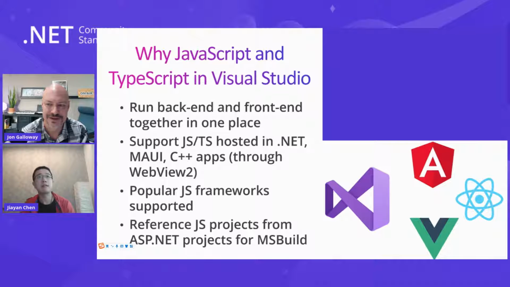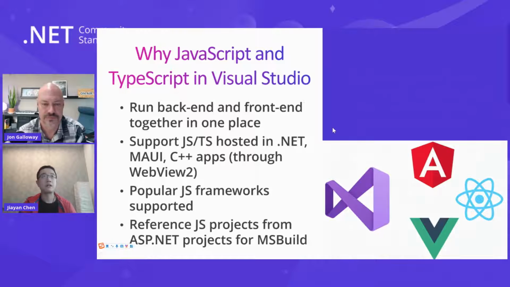The second point here is that we support JavaScript and TypeScript hosted in .NET MAUI and C# C++ apps throughout Visual Studio 2022. You can also reference a JavaScript project from ASP.NET projects for MSBuild. That's also a very good experience, especially when you have JavaScript as part of the dependency for Blazor and other ASP.NET projects.